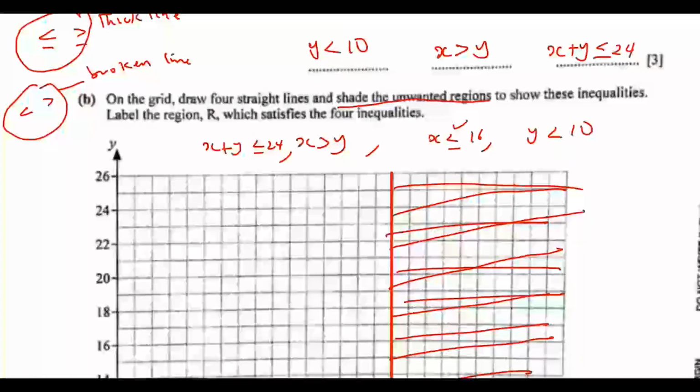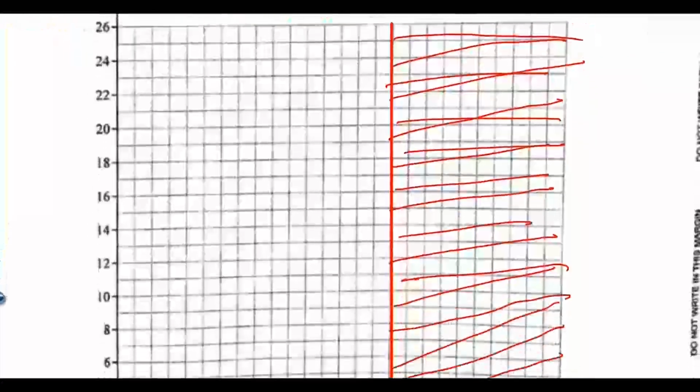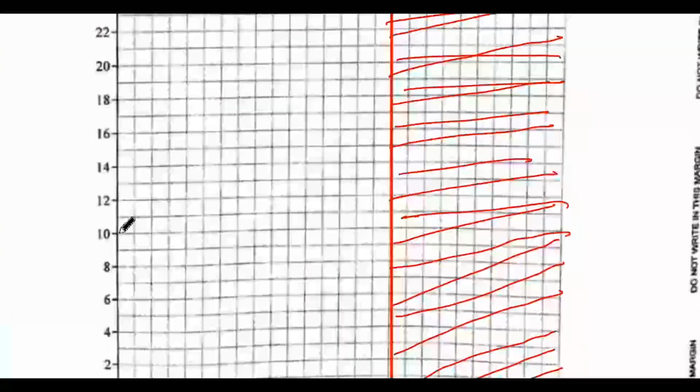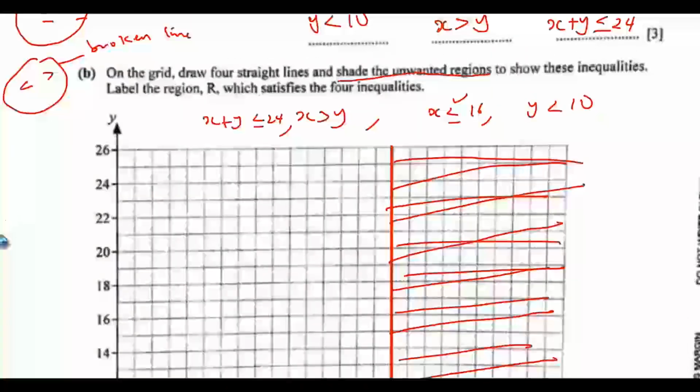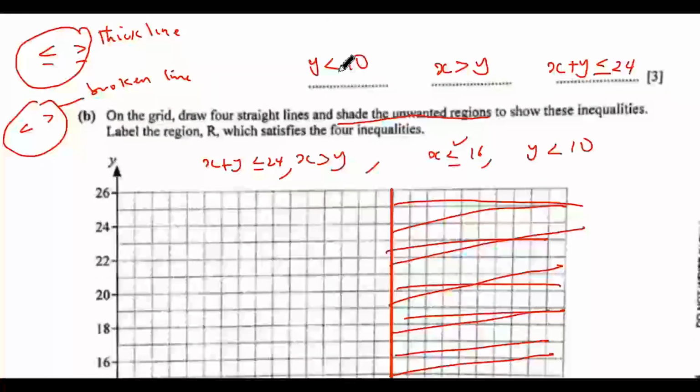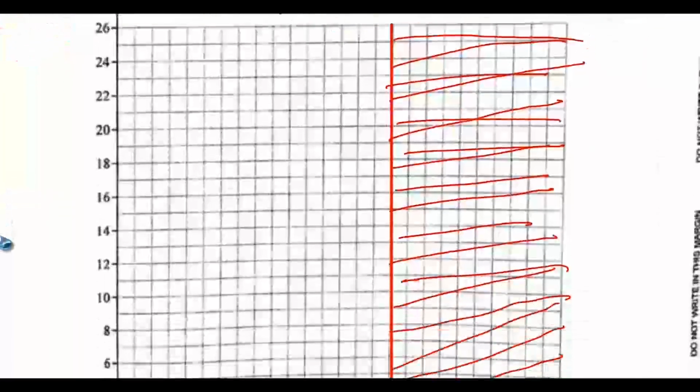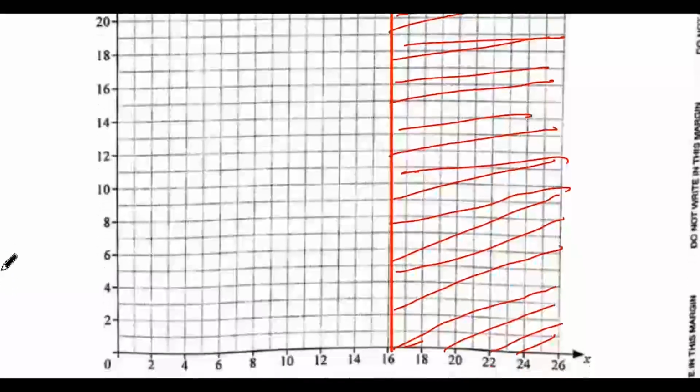The second one is y less than 10. So this is 10. Don't forget that we have to use a broken line because we don't have an equals sign in the inequality here. So let's locate y equals 10 and draw with a broken line. Here we draw like this.